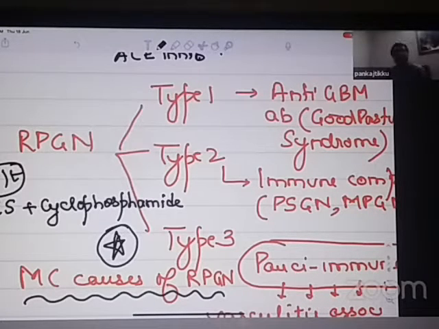So how are these disorders treated? They are all treated by a combination of corticosteroids along with cyclophosphamide.